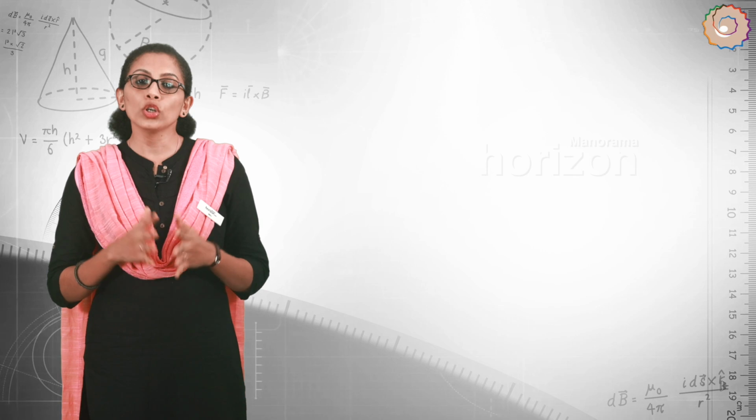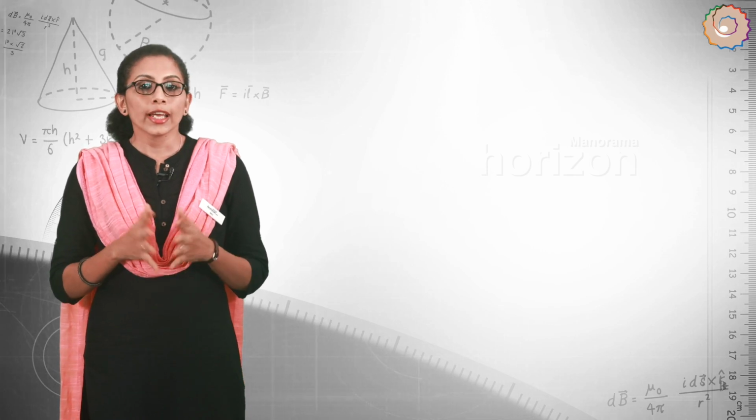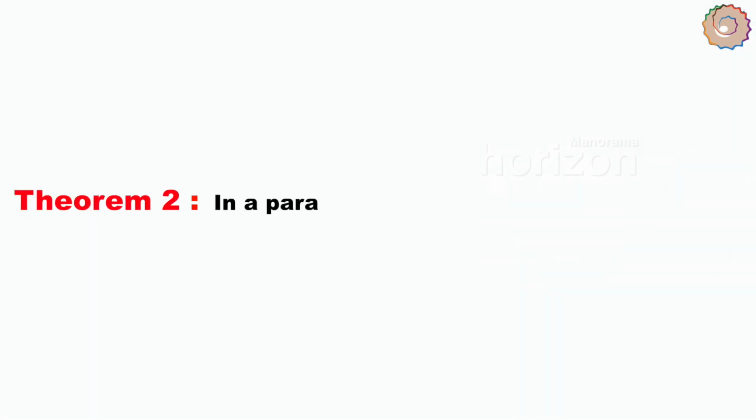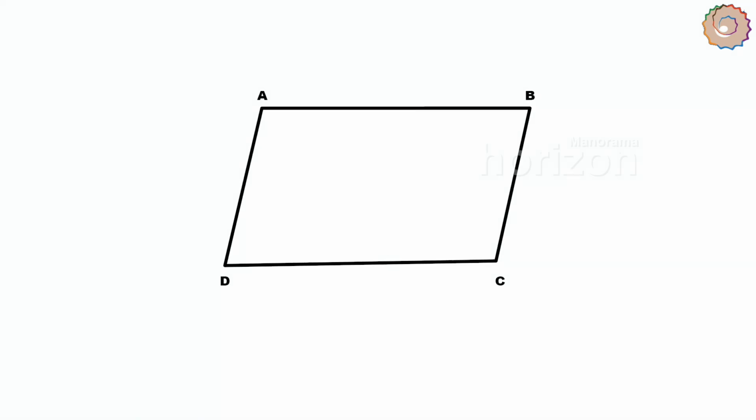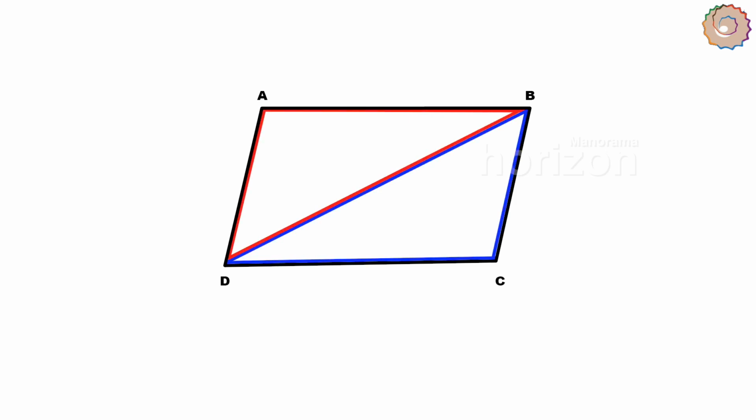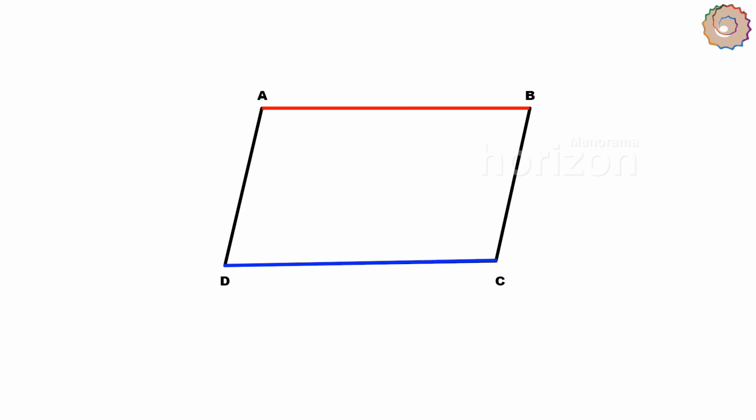Now, let us move on to the second theorem. It states that in a parallelogram, opposite sides are equal. So, given a parallelogram ABCD, construction part, join B to D so that BD forms a diagonal and it divides the parallelogram ABCD into 2 triangles, that is triangle ABD and triangle BDC. We need to prove opposite sides are equal, that is AB is equal to CD and AD is equal to BC.